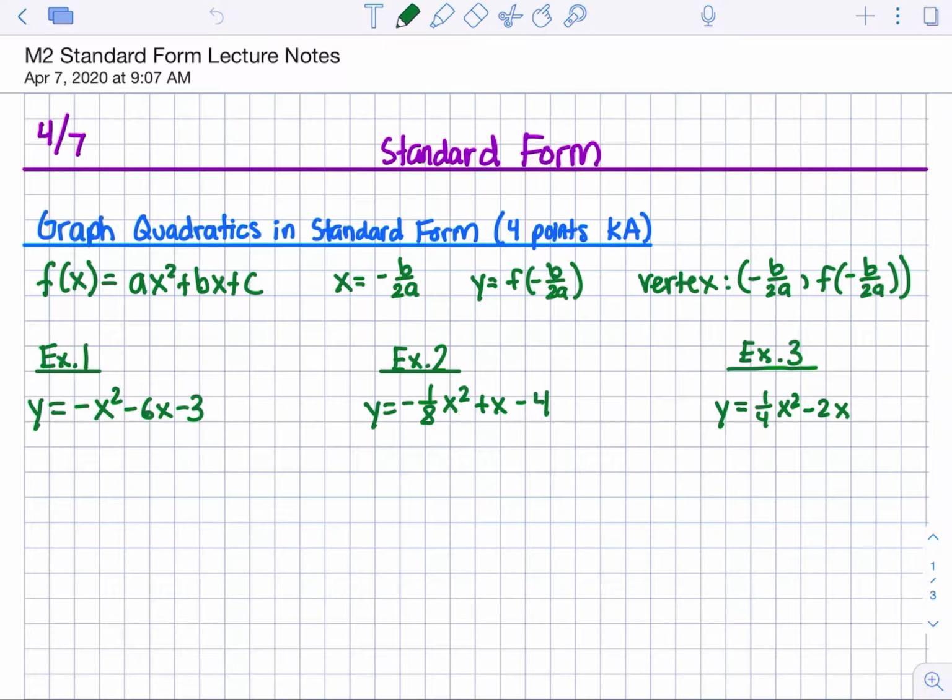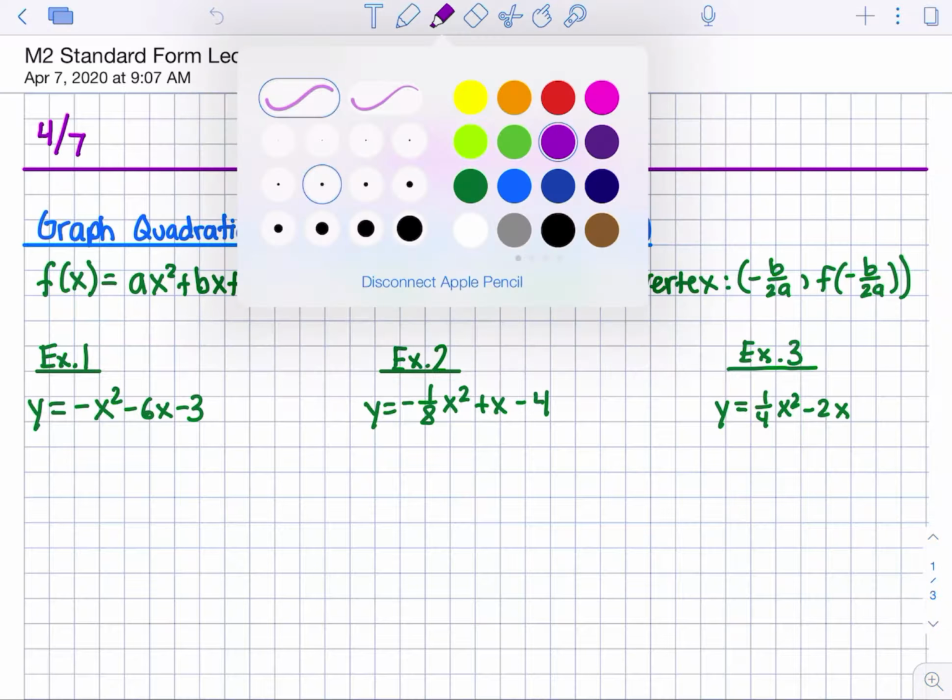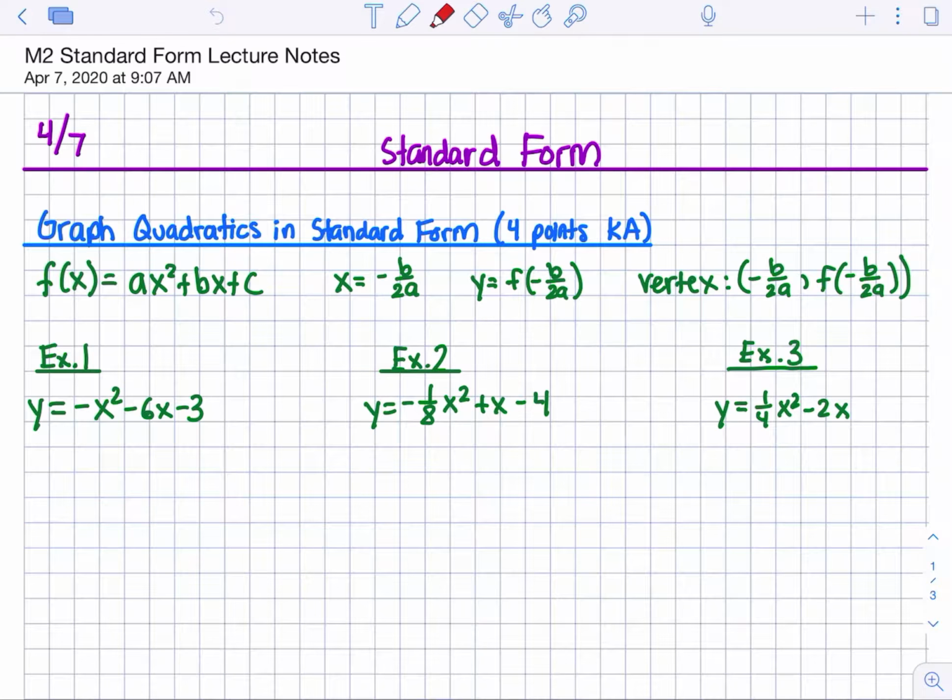Alright, here's your lesson, you guys, on standard form. So this is review again, but in our next lesson, it's going to be a completely new topic, okay? So with standard form, just a reminder. Your guys' first Khan Academy assignment is going to be graphing quadratics in standard form, worth 4 Khan Academy points, or homework points.